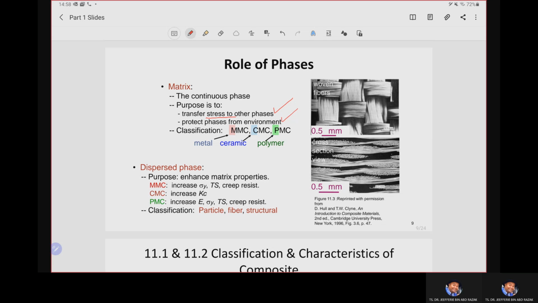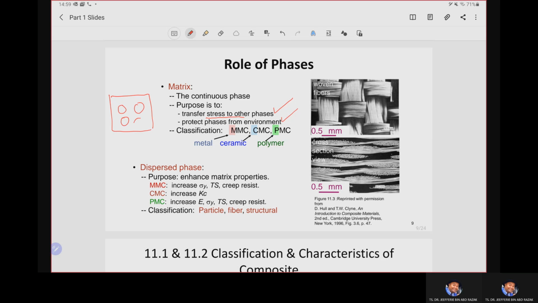Because now the matrix we can imagine becoming the body of the composite. And then it also shields the composite, the overall body, from damage due to handling. So the matrix at the end will give the bulk shape of the composite. So this is the role of the matrix.